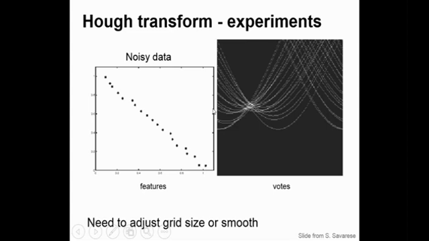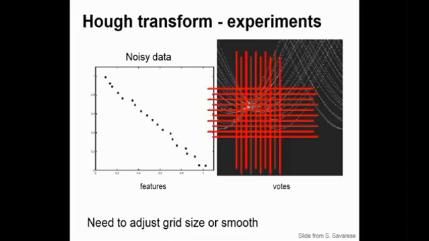Now, one downside is that if you have some noisy data and you bin your parameters too finely, then you might end up with many local maxima, because if you're trying to fit lines very closely to these points, you could fit many such lines. For example, one through these points and a different one through these points. And those will show up as different local maxima. So you would typically adjust your grid size or smooth. If you make a bigger grid, for example, then all the points will fall inside the same grid cell.